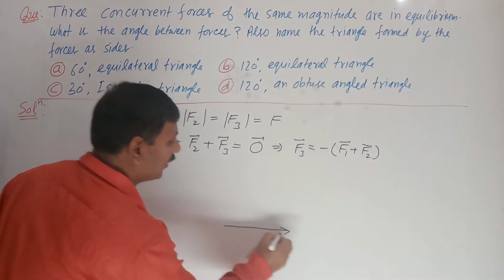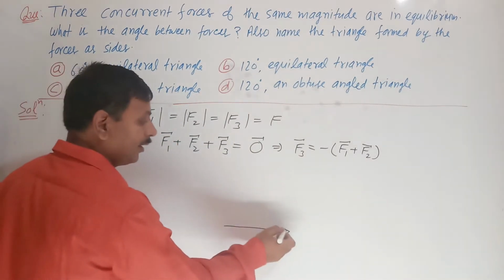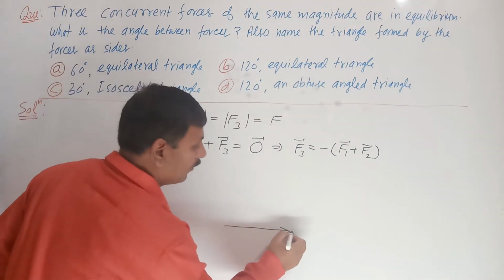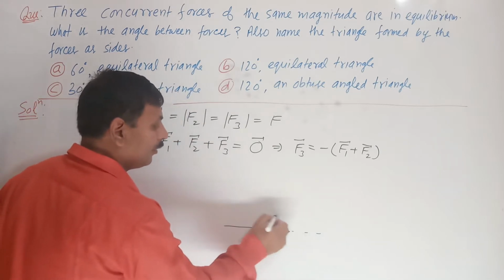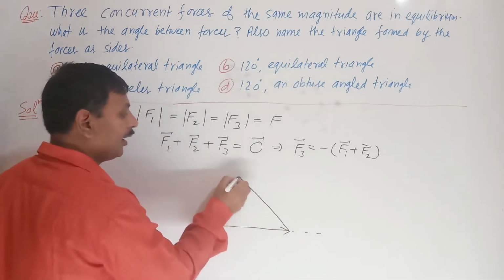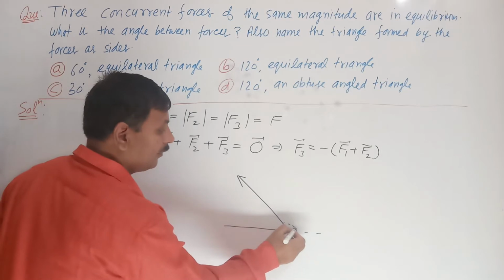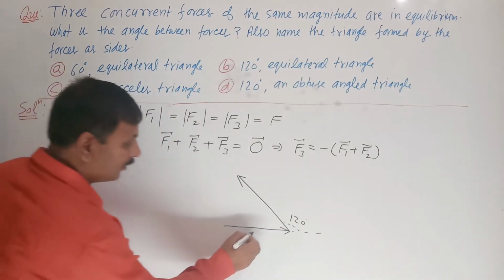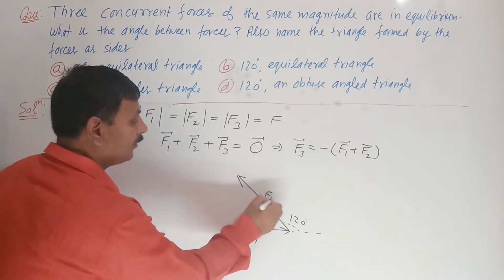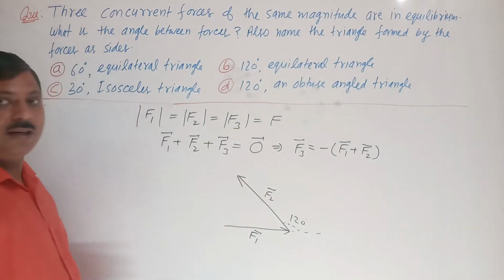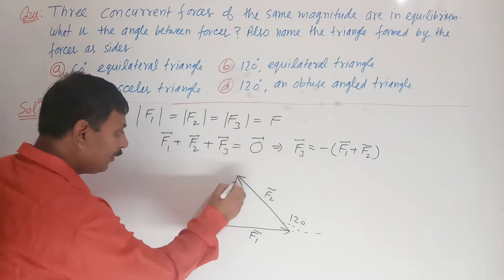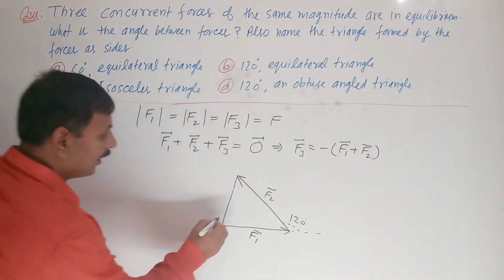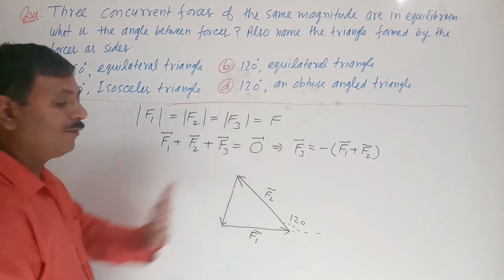Suppose this is the first vector, and the second vector. The angle between them is 120. So if you are tracing here, that will be the 120 degree angle. This is the 120 degree angle between first and second. So this is F1, this is vector F2. The magnitude is the same. Then the third vector will be this. So this is F3, because F1 plus F2.